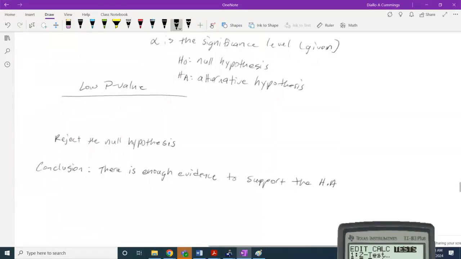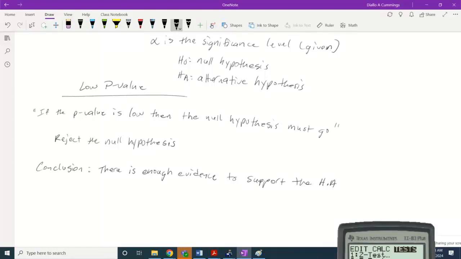So now there's a saying about a low p-value. It says if the p-value is low, then the null hypothesis must go.